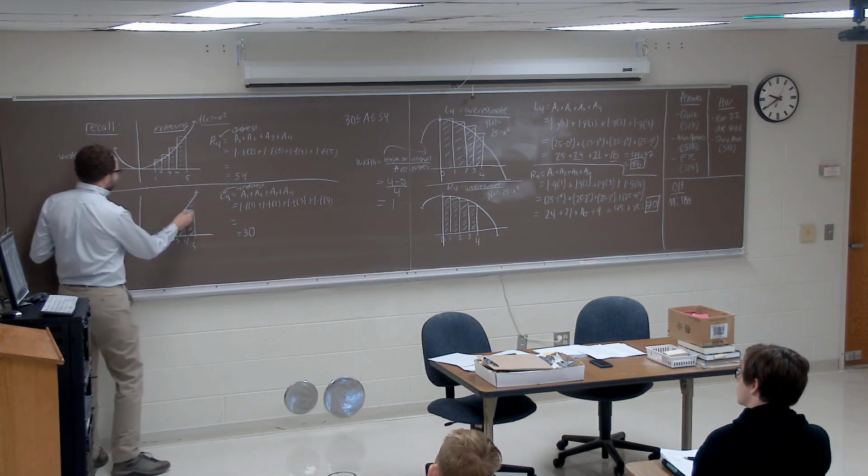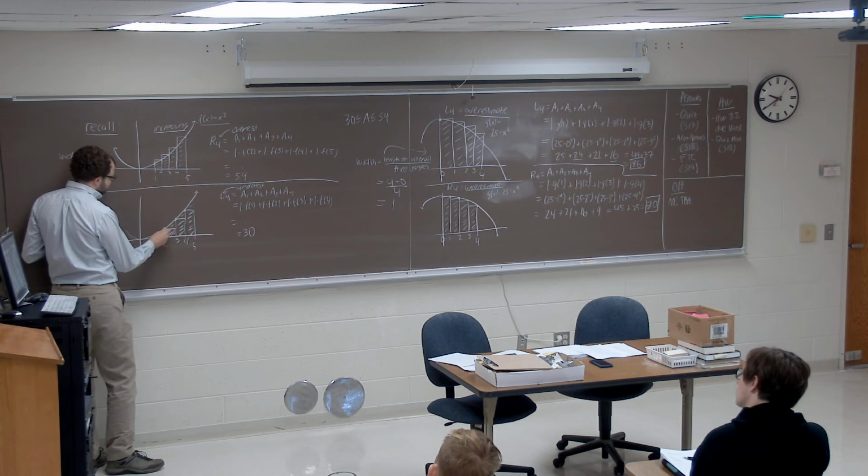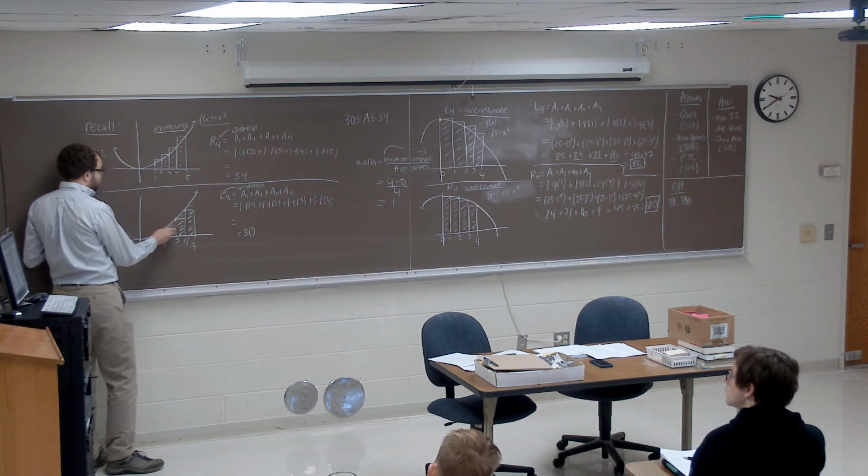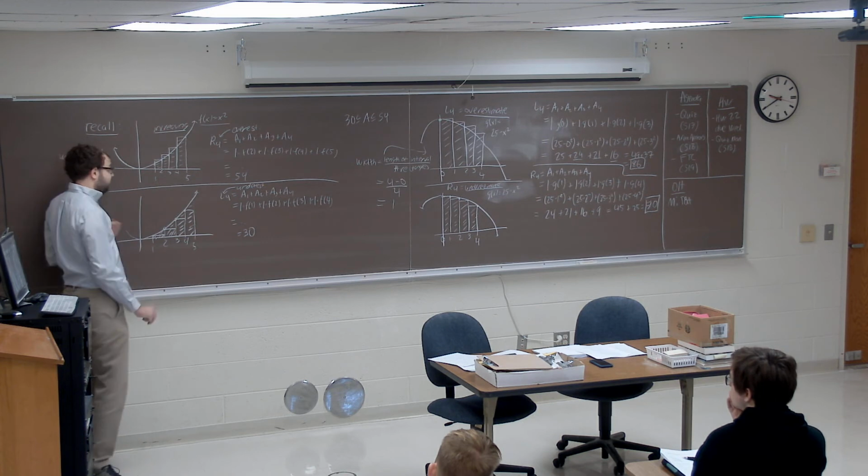Whereas if we contrast that with L4 in this case, the left endpoint is always smaller than the right endpoint and all the points in between. So using that to find our height is always going to give us an underestimate for this increasing function.